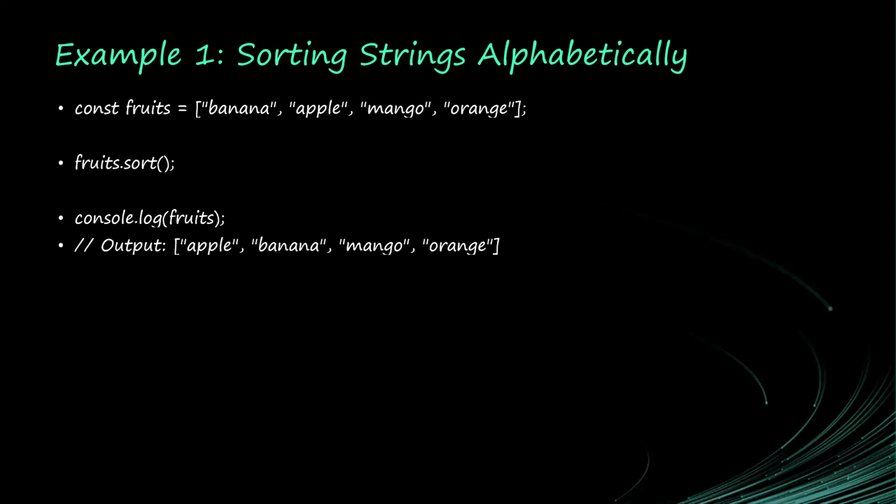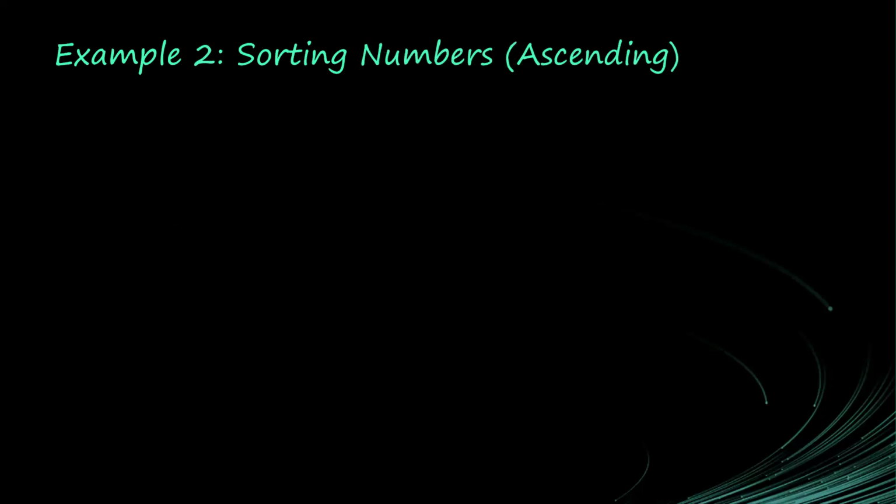I believe this is very simple to understand. All you have to do is call the sort method, but you can only do this on strings, and they will be sorted in ascending order. If I want to sort this in descending order, I'll have to provide a compare function. So they are sorted alphabetically, which is ascending order.